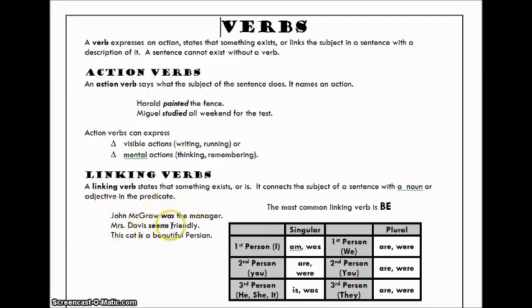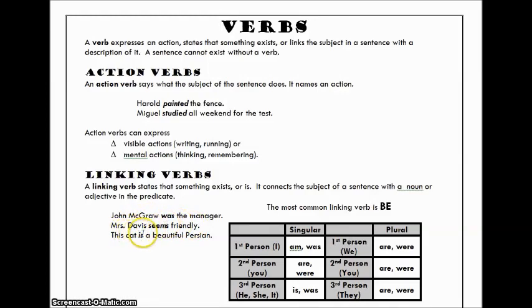Mrs. Davis seems friendly. Mrs. Davis is who our sentence is about, so it's the subject. The verb is seems. Seems is one of those verbs. It's a linking verb that says Mrs. Davis is existing in this manner. This is how she's existing, and she's existing in a way that's friendly. She seems friendly. It's linking friendly to Mrs. Davis. Seems being the verb.